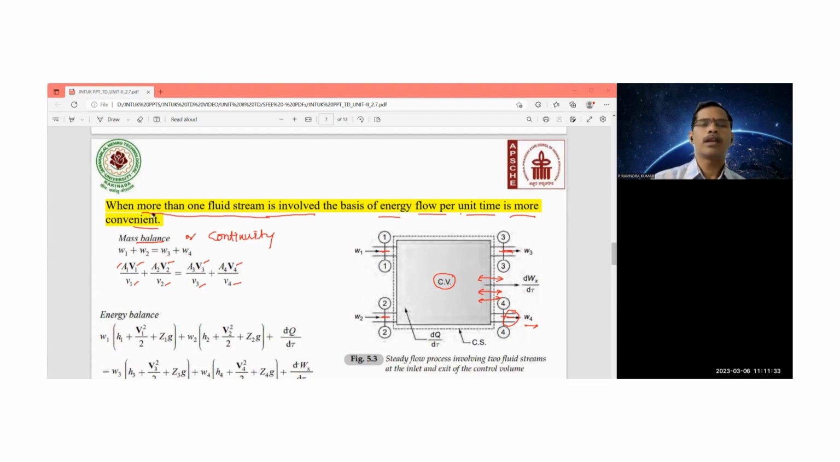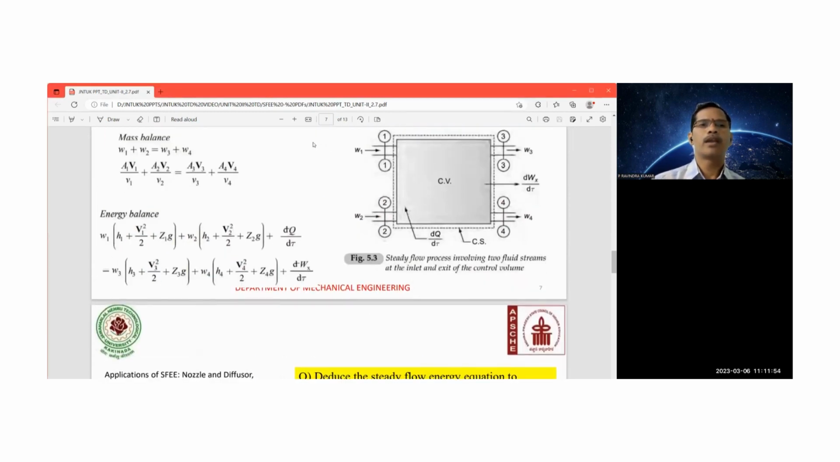So these things are there, and now you have to write the energy balance equation for this. The mass balance equation and also the energy balance equation, you can put in the same fashion. Next one is the energy balance.